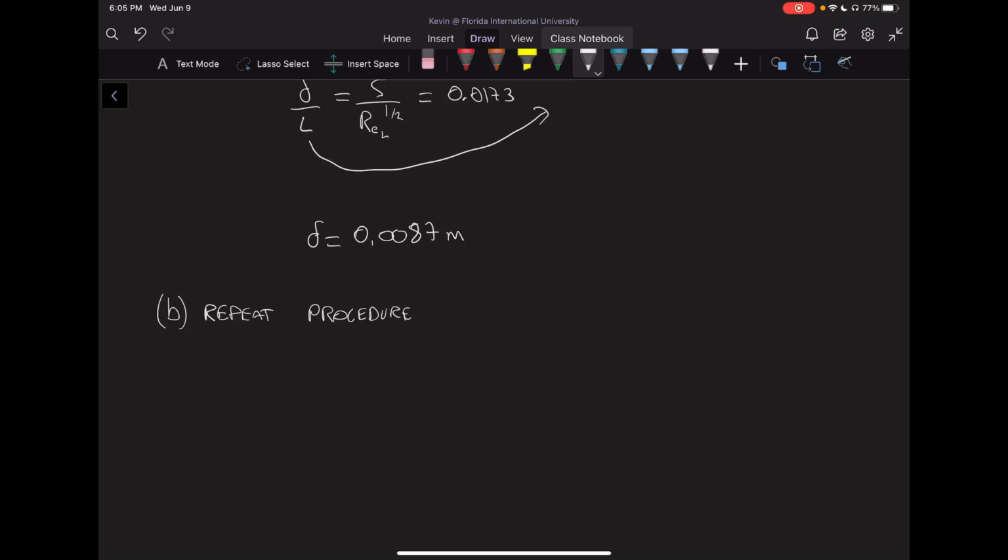Now, what we can find from this first simple experiment is that in part A, we found that delta is equal to 0.0087 meters. So what that means is after 50 centimeters of flow over a plate, the boundary layer has increased by 8.7 millimeters. Okay, our boundary layer is 8.7 millimeters thick. So it's actually very small when you think about it.